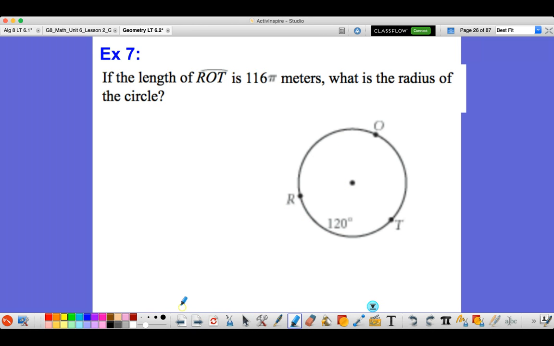Let's look at example 7. If the length of major arc ROT is 116 pi meters, what is the radius of the circle? And we also know that this minor arc here is marked as 120 degrees. Pause the video, draw a sketch, and do all of your work, and then come back to unpause the video to check your answer.